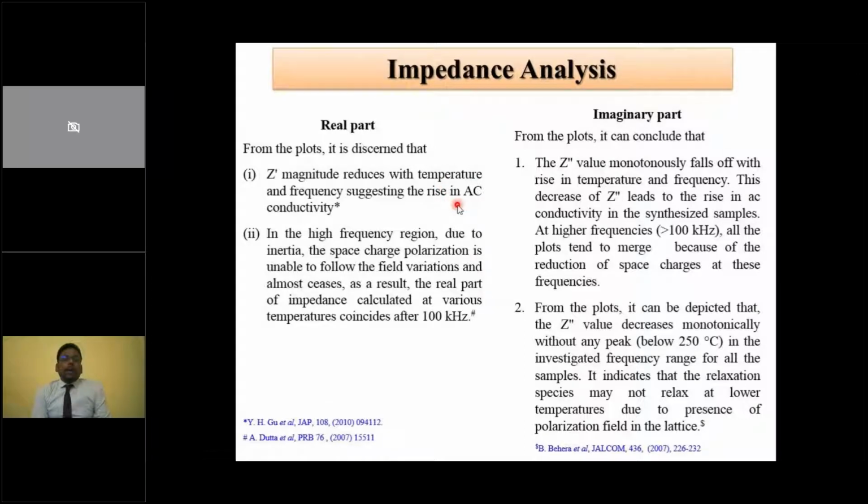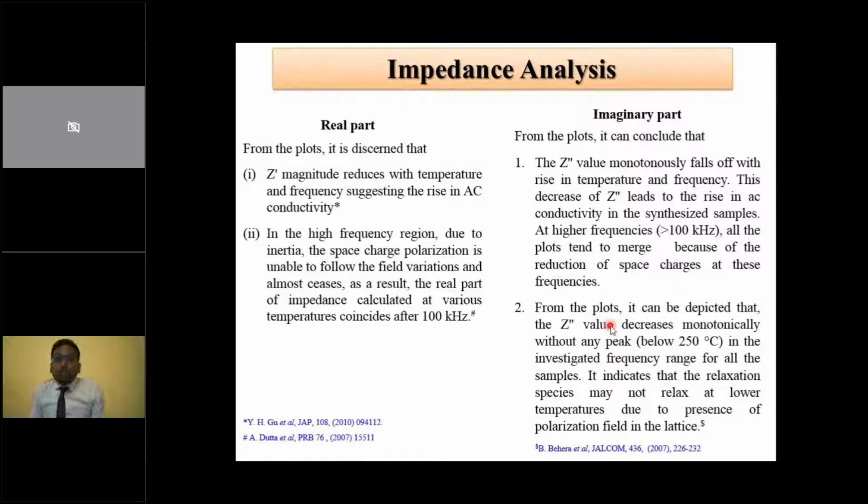At the high frequency region, due to the inertia, the space charge polarization is unable to follow the frequency variation and almost ceases. As a result, the real part after 100 kilohertz coincides into a single line. Now coming to the imaginary part, this depicts the different relaxation species for different polarization mechanisms.